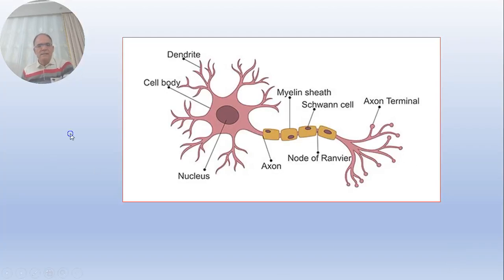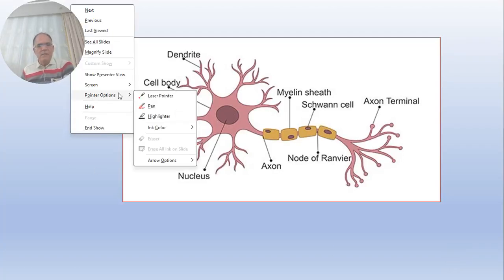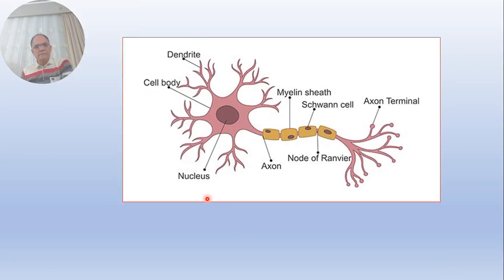Let me take a pointer. In these figures, you can see a typical shape of neurons. What are neurons? A neuron is a specialized cell that makes up our nervous system.